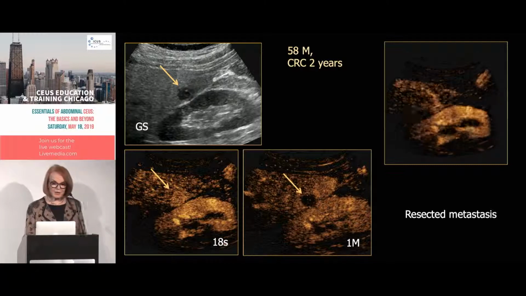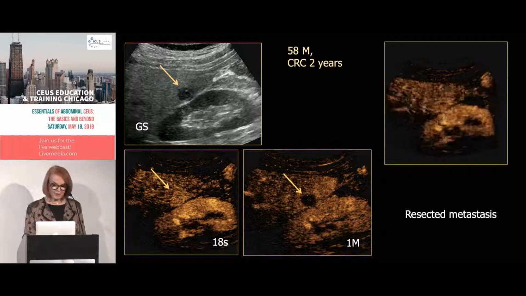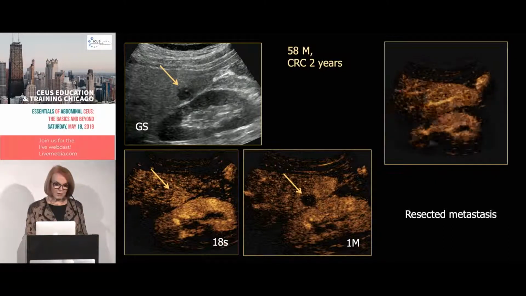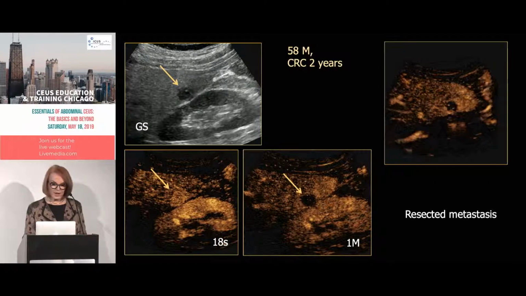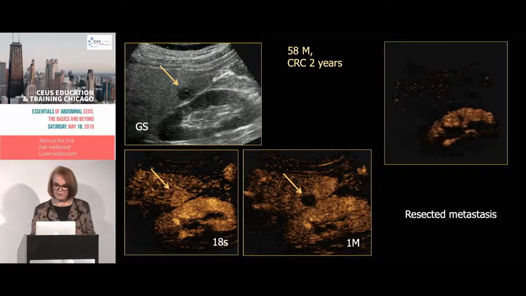So here's a 58-year-old man with colorectal cancer 2 years ago. And when we look at him on the baseline, we see a small nodule in his liver. At 18 seconds, it's hyperenhancing, and at 1 minute, it's completely black.